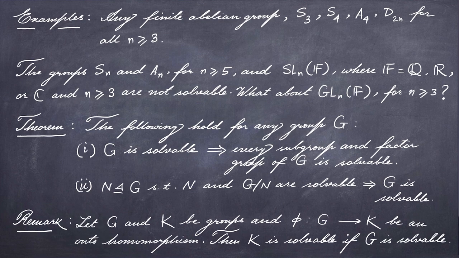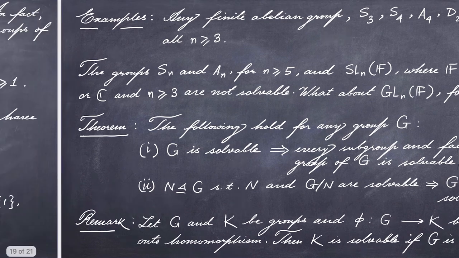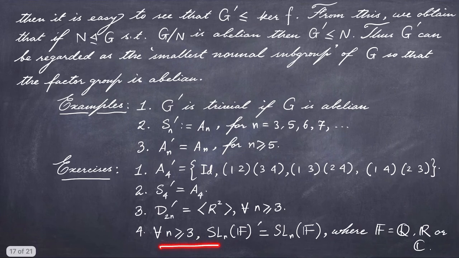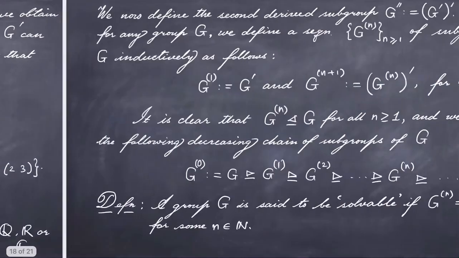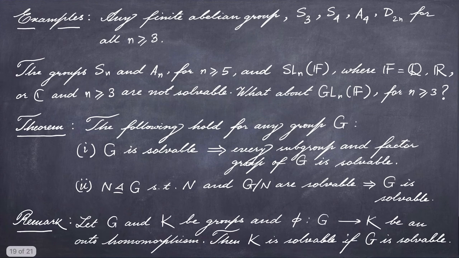And from this exercise, which says that the derived subgroup of SL_n(F) for all n greater than or equal to 3 is SL_n(F) itself, it is also clear that when n is greater than or equal to 3, these special linear groups are not going to be solvable. So it's very natural to ask: what about GL_n(F)? Instead of the special linear group, if we consider the full general linear group, is that solvable for n greater than or equal to 3?